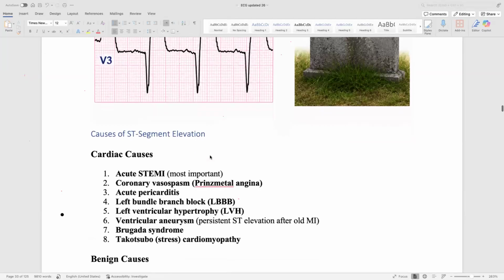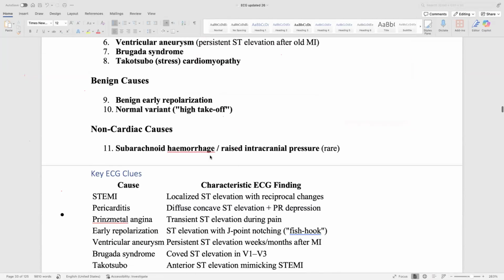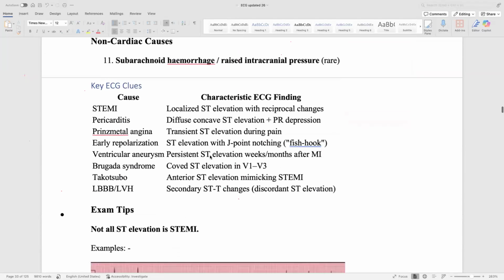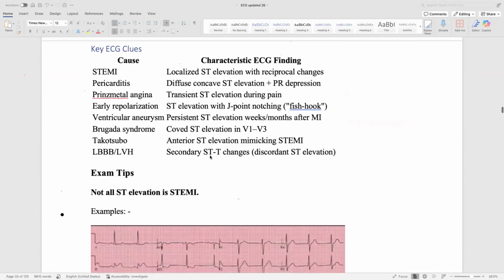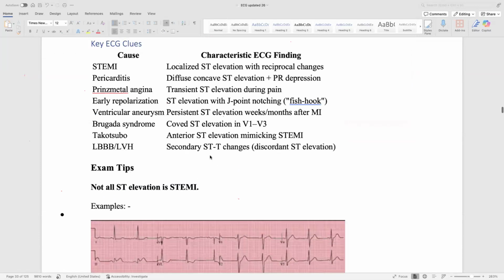That's why there is no exam without two or three ECGs in OSCE or AKT. Okay, for joining the group, I will send the link.